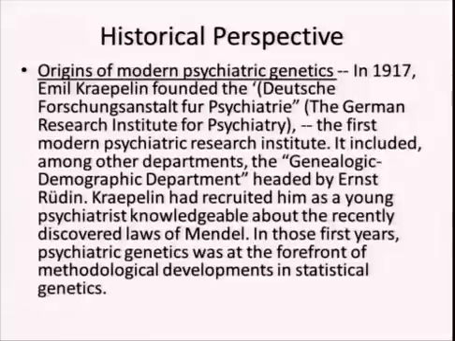And it included, among the departments of psychopharmacology and neuropathology, headed by Alois Alzheimer, a department that was the genealogical demographic department, headed by a young psychiatrist by the name of Ernst Rüdin. Kraepelin had recruited him because he was knowledgeable and in fact had mastered the algebra of the laws of Mendel, which were then really hot. That was the new technology of statistical genetics in those days.